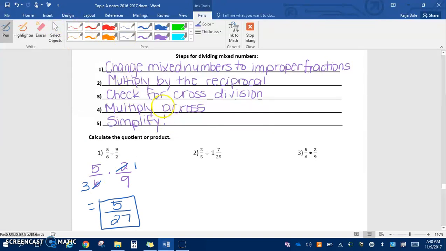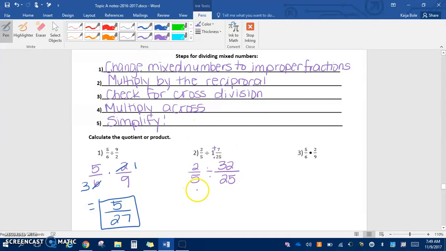Alright. Number 2 here, we have 2/5 divided by 1 and 7/25. First, we need to make this an improper fraction. So we keep the 2/5 divided by, and now remember, for changing to improper fractions, we multiply the first two. So 25 times 1 is 25, and then we add the 7, and 25 plus 7 is 32. So our numerator is 32, over, we keep the denominator of 25.